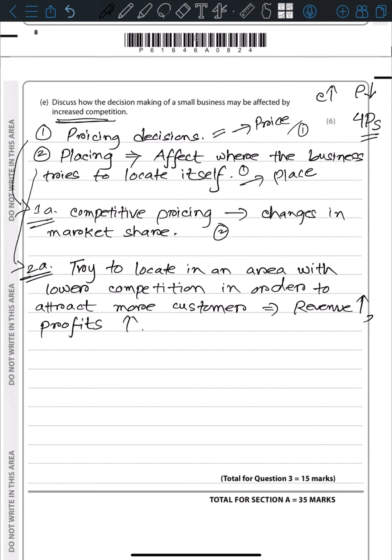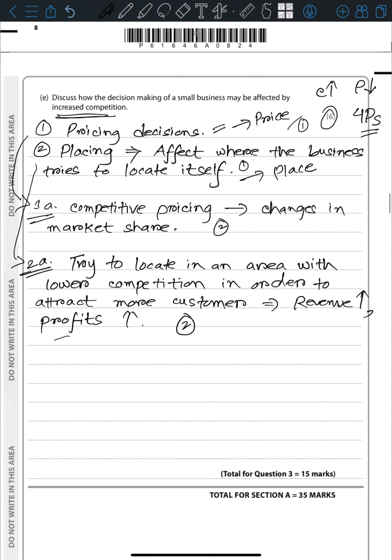And then building on it, which is the point 2A, we said that we will try to locate in an area where there is lower competition, and if we do so, our revenues will increase, more customers and more profits. Writing all of these gives me another 2 points. So 1 plus 2, 3 again. So 3 plus 3 gives me 6 out of 6. It might look a bit challenging to some people, but if we follow this structure, identification gives you 1 mark, and then building on it gives you other 2. Identification gives you another 1 mark, and then building on it gives you another 2.